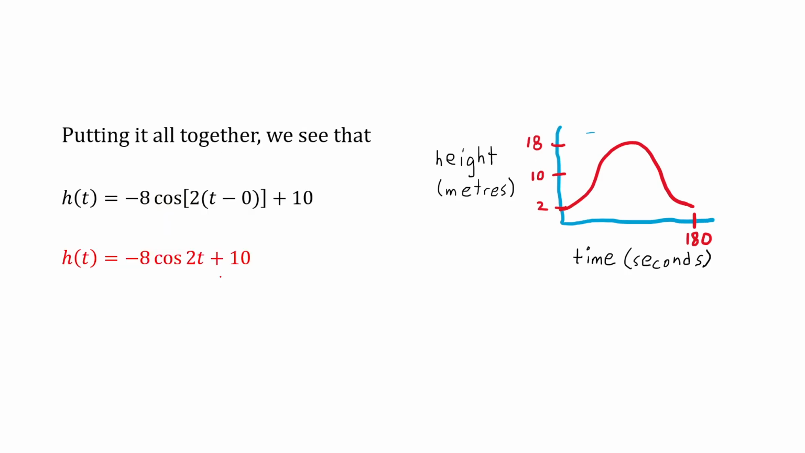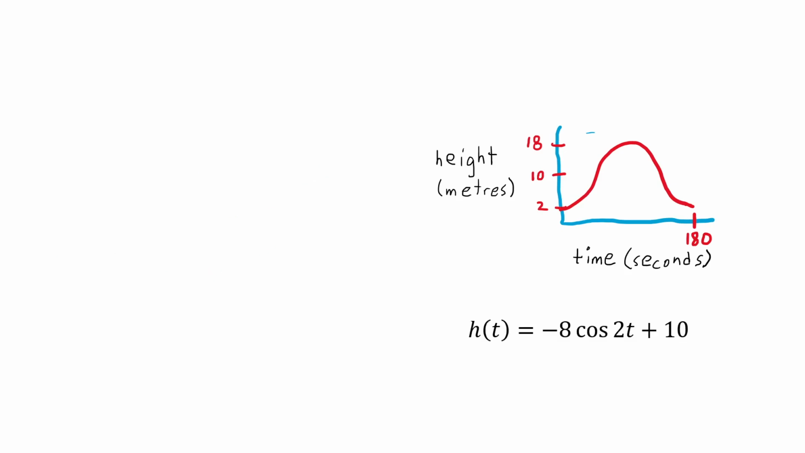and you end up with 10. And so putting all of that together, we have a cos of k times (t minus d), where t is our independent variable rather than x, plus c. And since we've got 2 times t minus 0, we can just call it 2t. Okay? And we've got an equation for our curve.